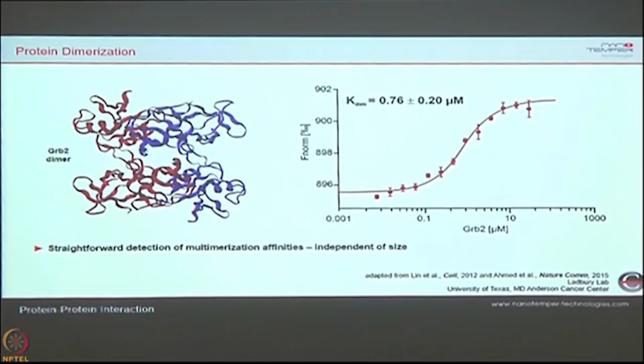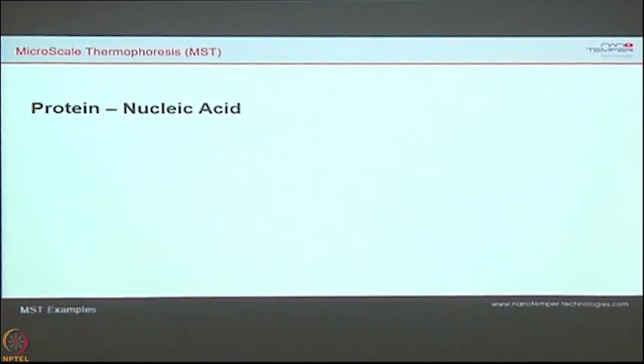But here, labeling one of the proteins and titrating the same protein, you can determine the dimerization KD as well. As you can see here, you can clearly see a clean fit of the KD coming up. So even protein dimerizations and protein dimers can be easily studied using this technology.